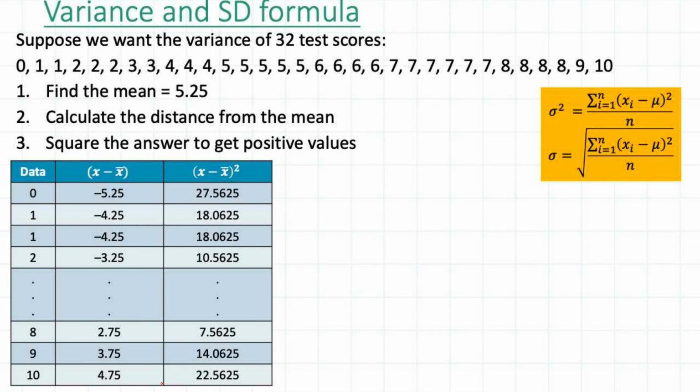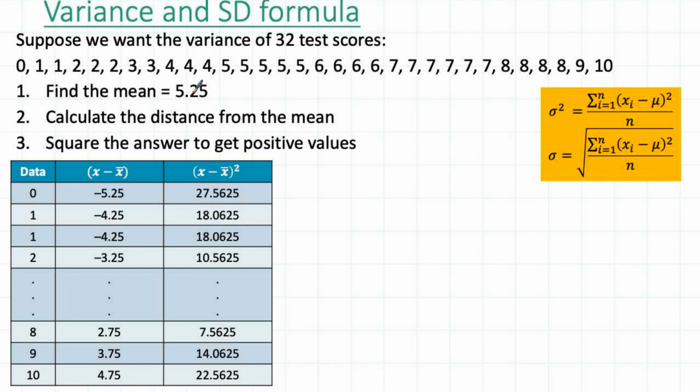So how do we actually use the formula? Now, suppose we want the variance of 32 test scores. So I have all these test scores. The first step is to find the mean. Notice the formula includes the mean here.